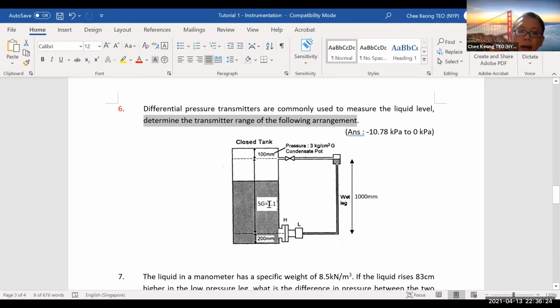So the highest the liquid in the tank can go is when it matches the reference leg, right? Therefore, the range of transmission will be from 200 millimeter to 1000 millimeter, because the length is 1000 millimeter. So there is an extra 100 millimeter, which is of no use. So there is some wastage here. The range is not covering the 100 millimeter and 200 millimeter range. So then how to calculate this? Okay, let's go to the whiteboard.